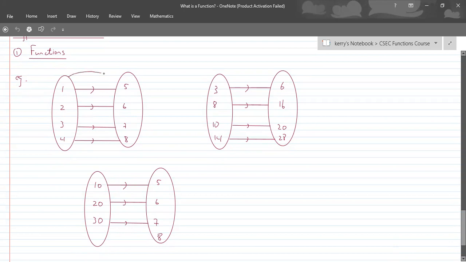I'll just call them random names. This is F. We'll call this one function B, and we'll call this one function T. Why are all of these relations? They are all relations. But why are all of them functions? Feel free to pause the video before I explain it to you.